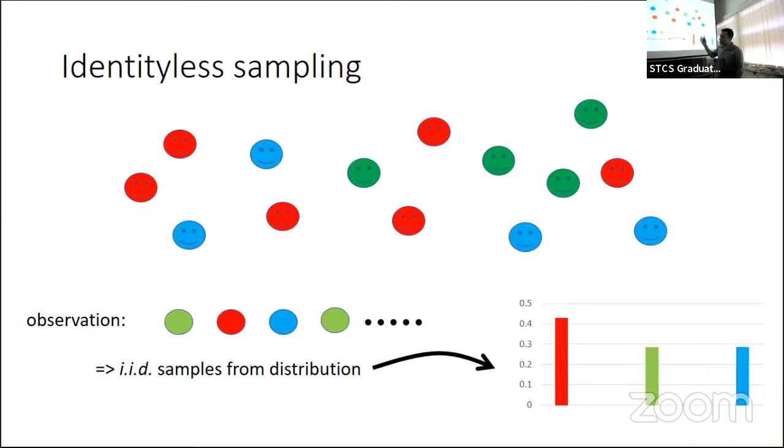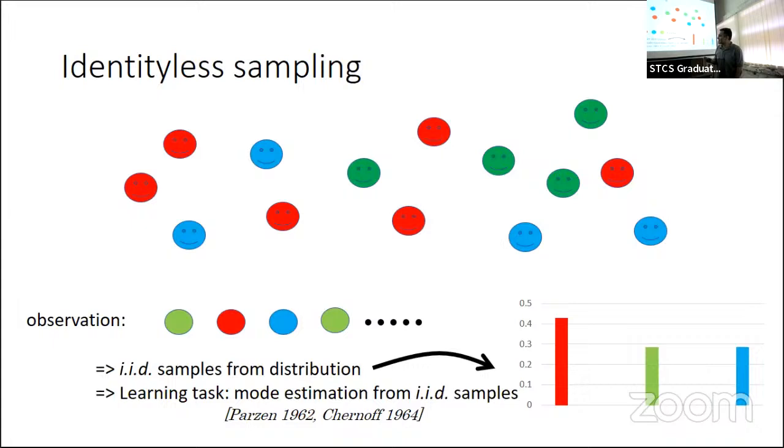And so the problem of mode estimation in this case is just the task of estimating the mode from IID samples from a certain discrete distribution. Right? So it's a classical problem, people have studied it forever and so on. So this is the identity-less sampling baseline.